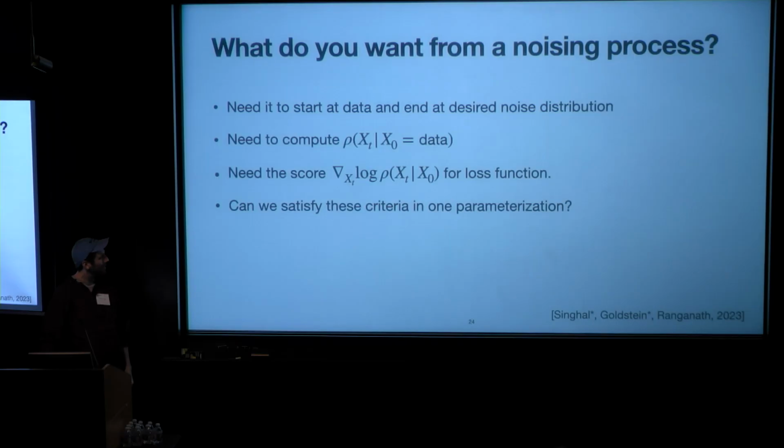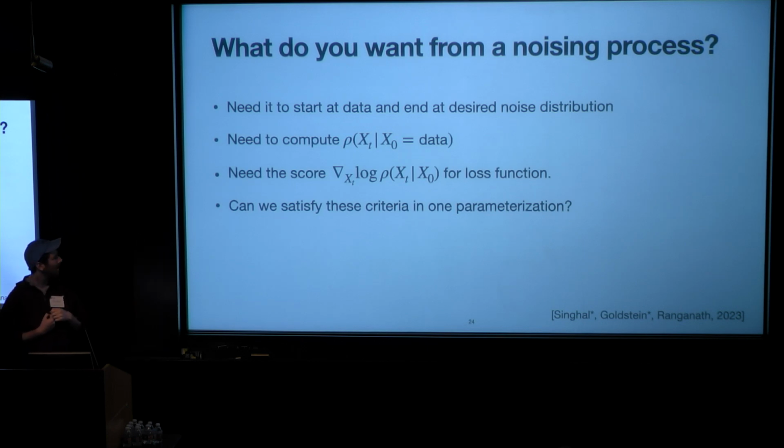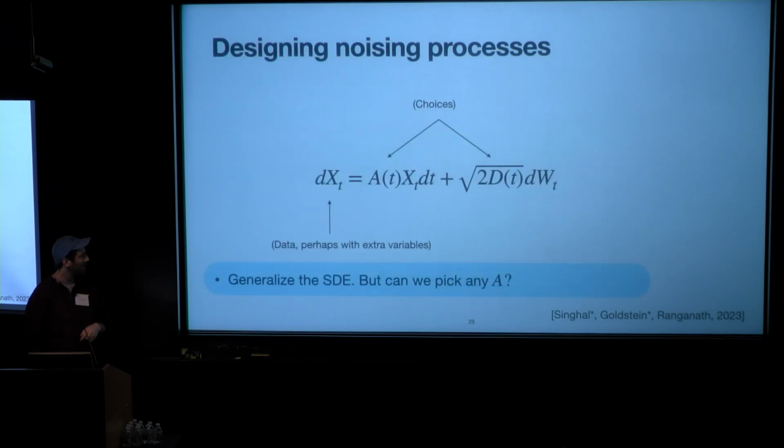Okay, and so about these careful choices: we saw that we would like to end up at a given noise distribution so that we can reverse a process. For reasons that we'll go into in a moment, we need to be able to compute these transition densities to be able to sample an intermediate noisy state given a data point x0. And then there are different objectives, so one of them is score matching, and it requires this quantity. And so the idea is, can we satisfy these criteria in one parameterization?